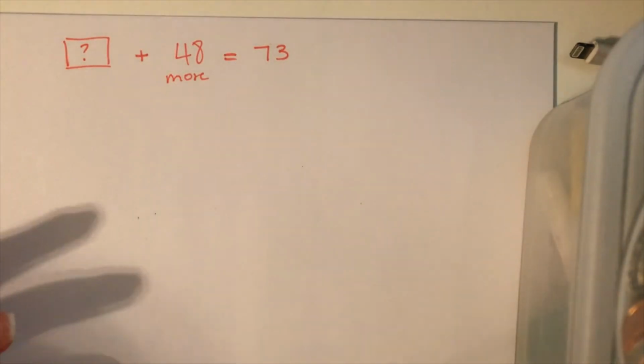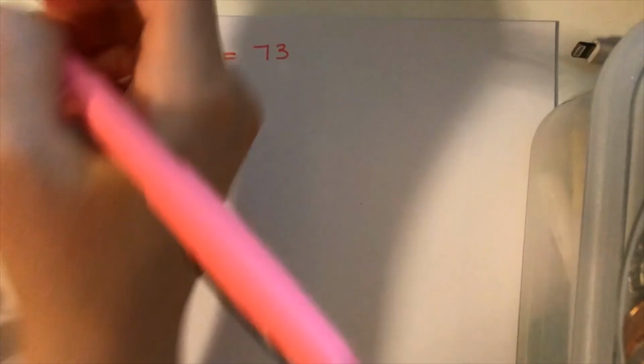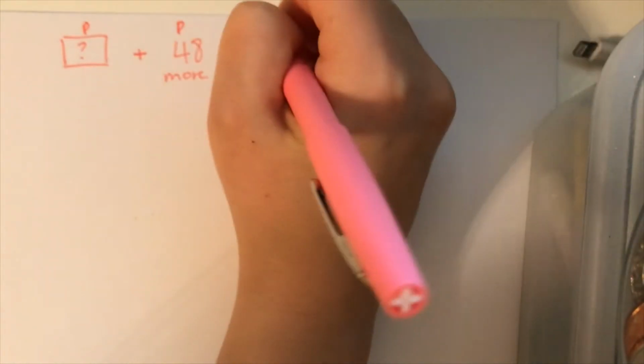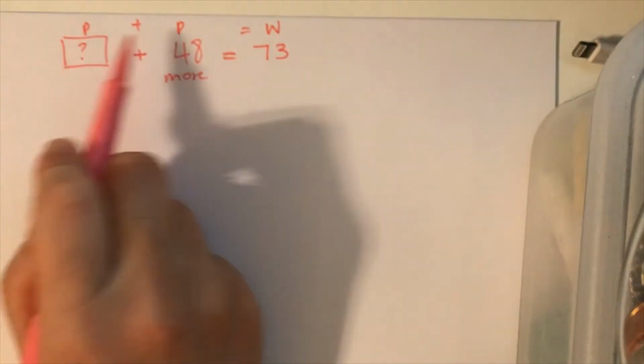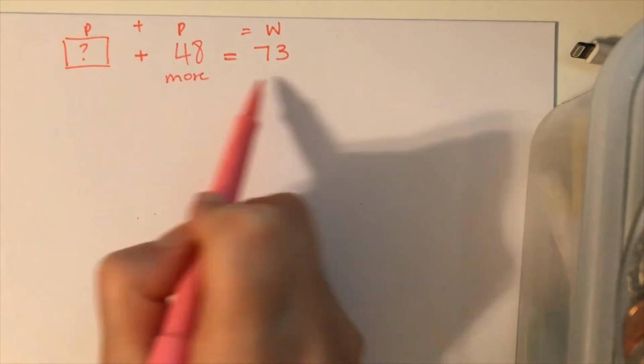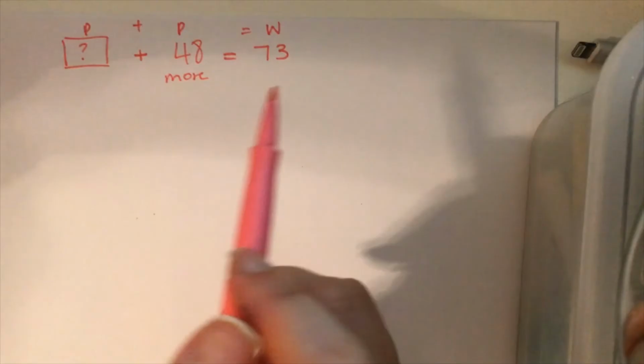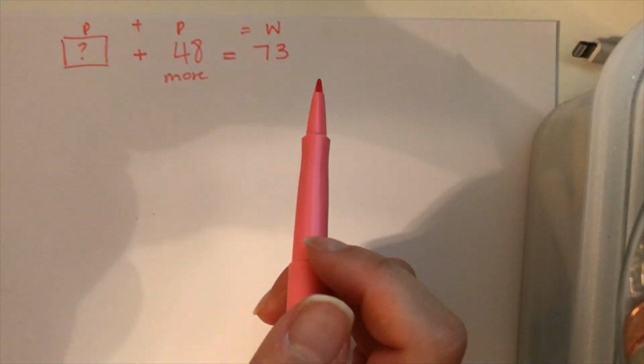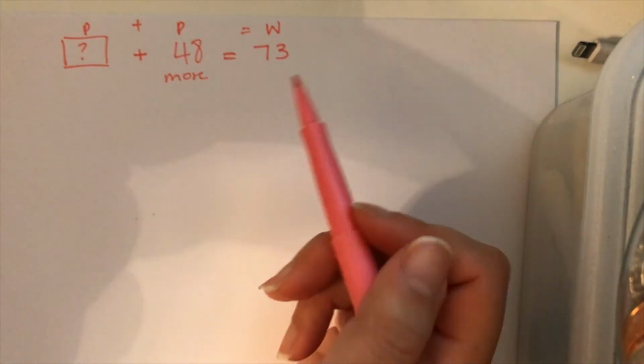So we don't know this box right here. So if I were to look at this, this is our problem right now. It is a part plus part equals a whole, which is an addition sentence. How are we going to change this so that we can actually figure this out?